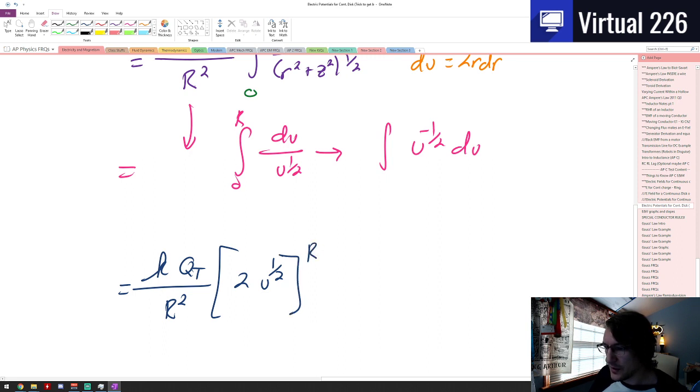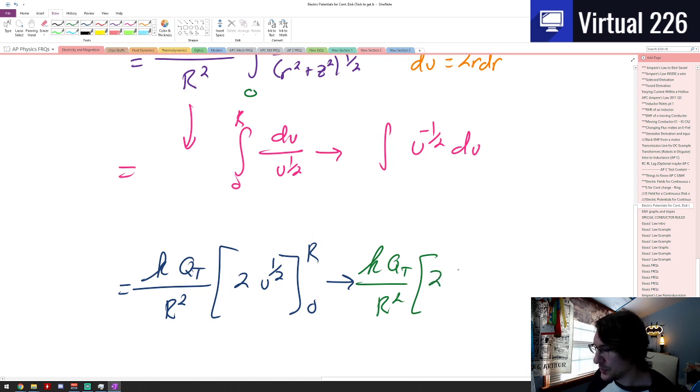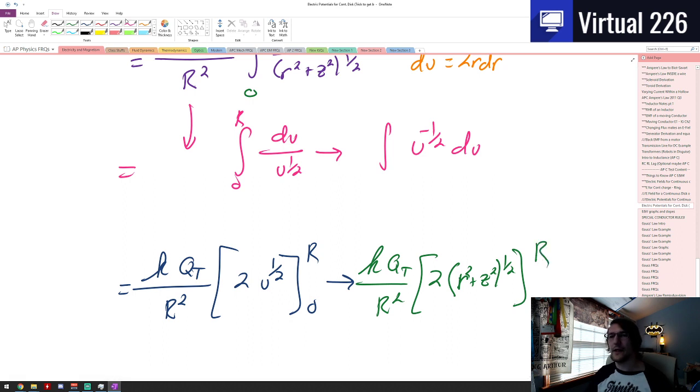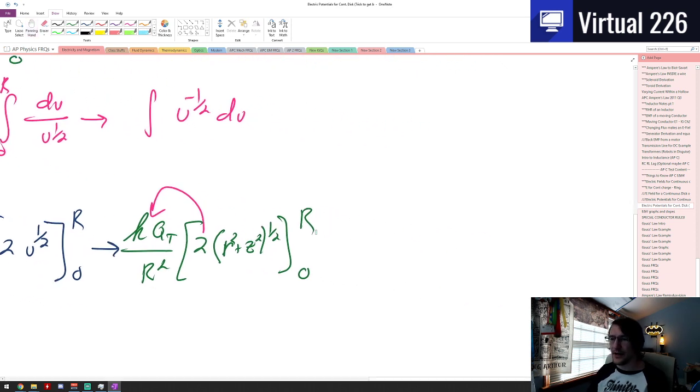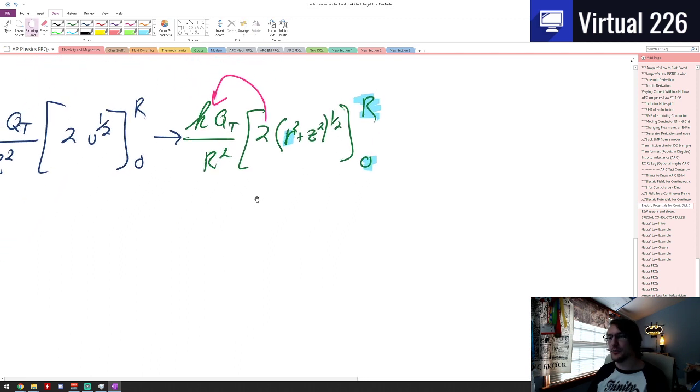And this is going from r to 0, which means if I expand that u, you get k q(t) over r squared, and then my expansion of u, it's going to be 2 multiplied by the quantity r squared plus z squared to the 1/2 power, and this is bounded from r to 0. I can pull this 2 to the outside, it's a constant, and whenever I'm putting in my values of r and 0, they go in for r right here, because that was the bounded term we were going across.